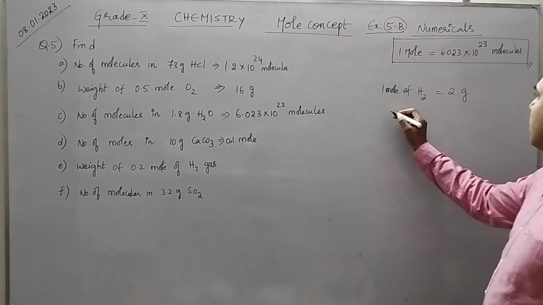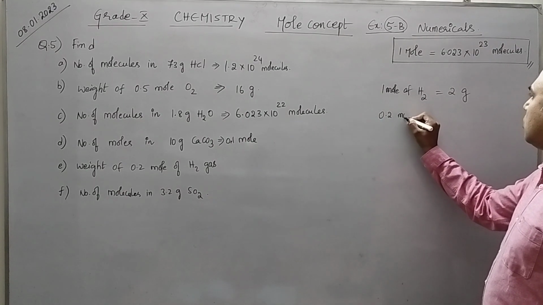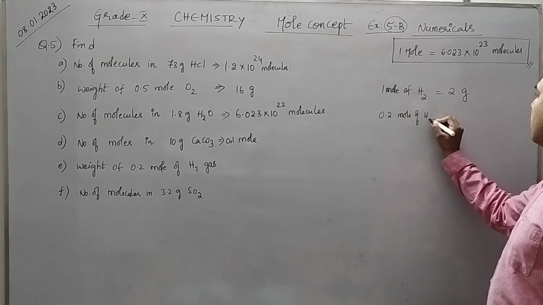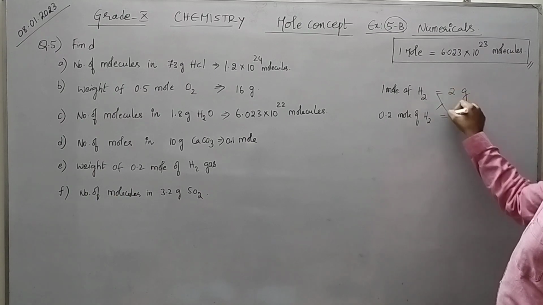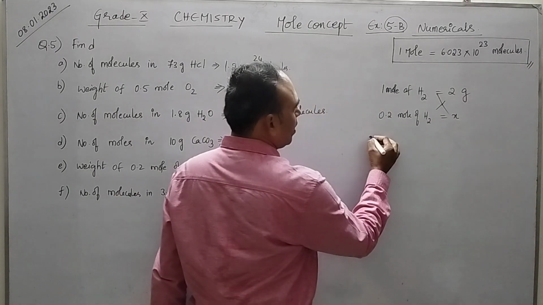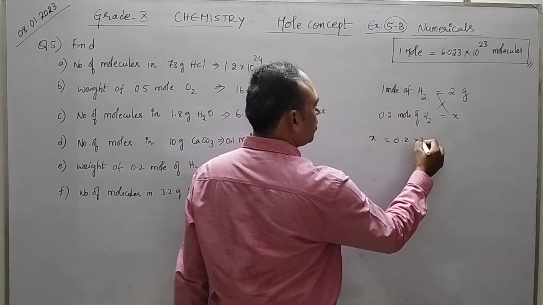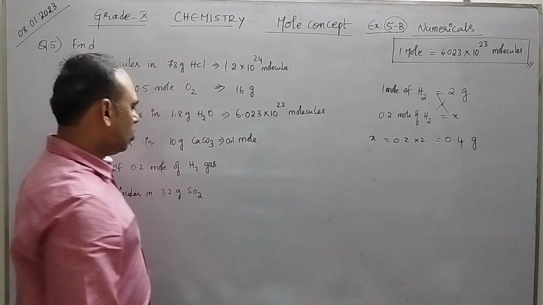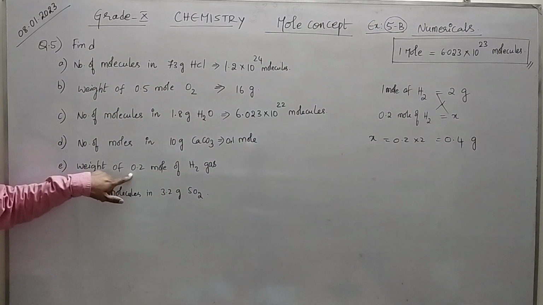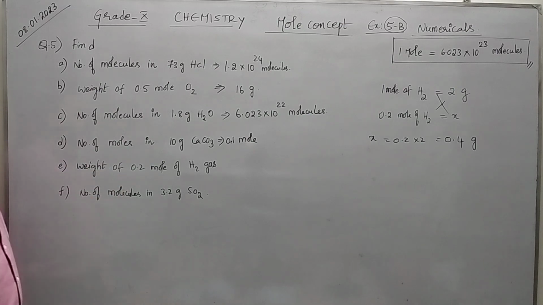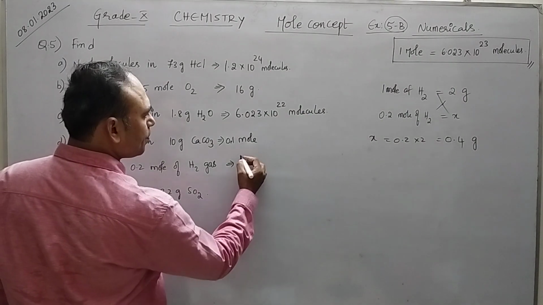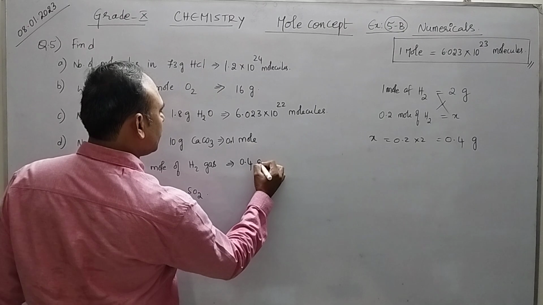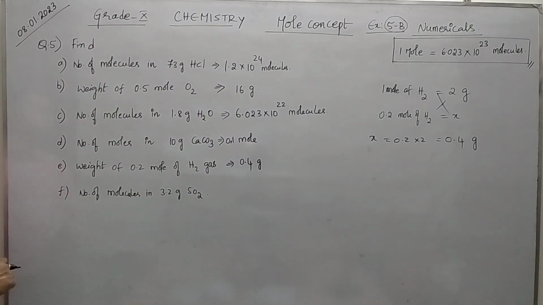Now they are asking what is the weight of 0.2 moles of H2. Take it as x, cross multiply. So x is equal to 0.2 into 2, nothing but 0.4 grams. Hope you have understood this. 1 mole is 2 gram, 0.2 mole is 0.4. So here we will write it as 0.4 grams of H2 gas. Hope you have understood this.